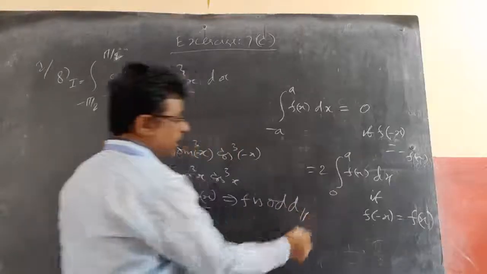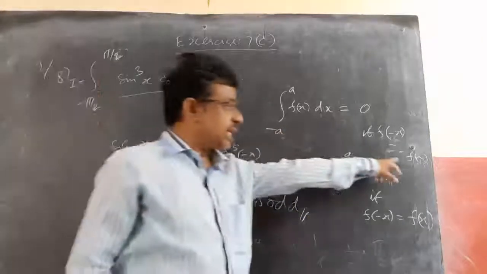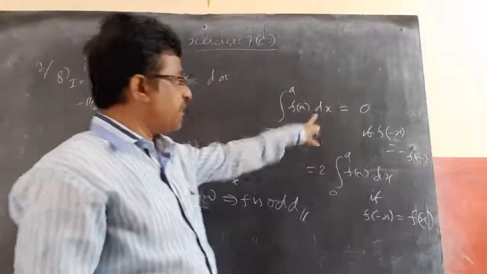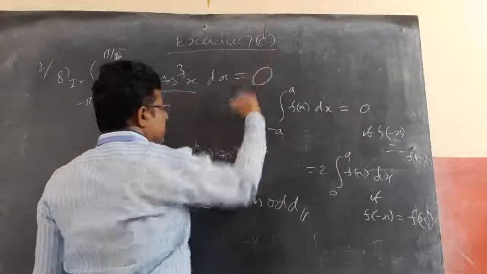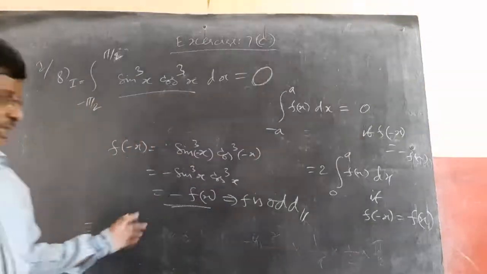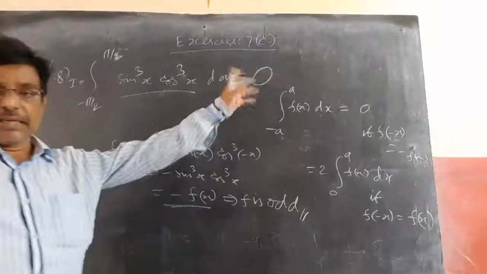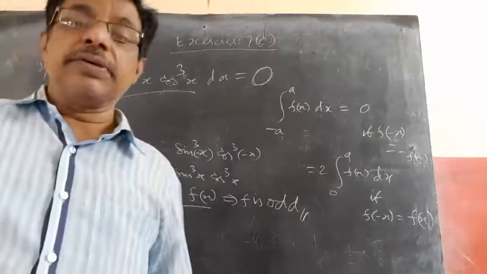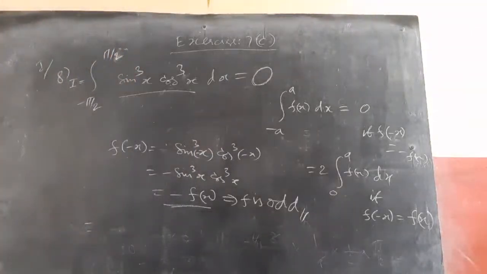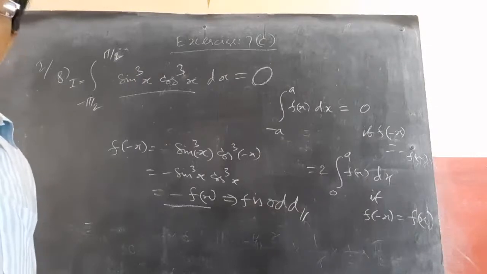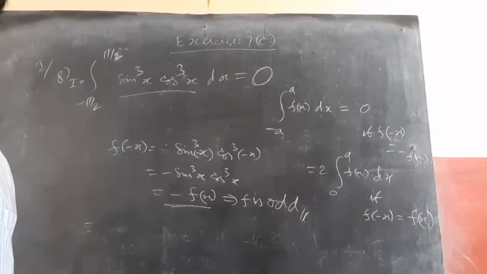F is odd means what is the integral value? f(x) = -f(-x), then its integral value is simply 0. No need to do anything. Since f is odd, its value is 0. Like this we will do. If it is an odd function, simply we will write 0. If it is even, we will continue like the previous sum.